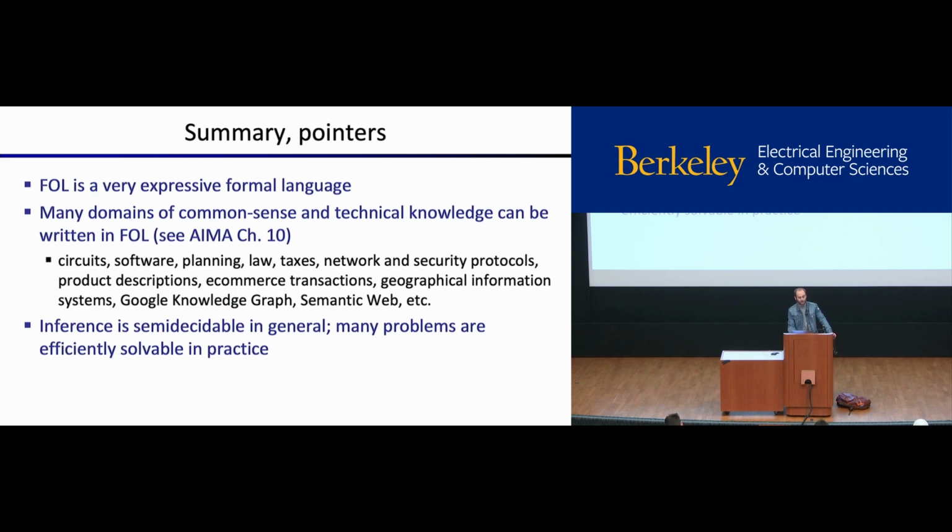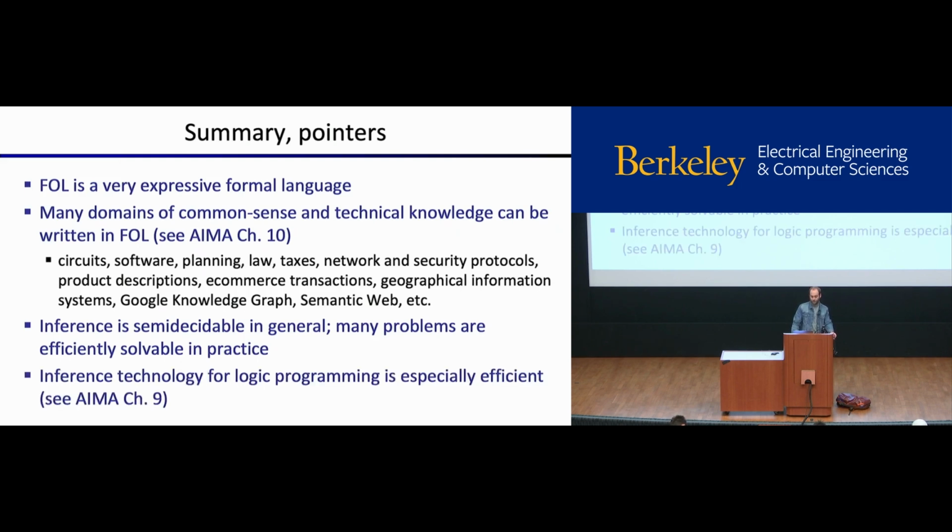Inference is semi-decidable in general. We can prove that a sentence is unsatisfiable. We can prove a contradiction, but we can never prove generally that there is no contradiction. So sometimes we can, but sometimes we can't. That said, semi-decidable in general, but many problems are efficiently solvable in practice. And inference technology for logic programming, people have put a lot of work into this, so they've come up with efficient ways that work in many domains.